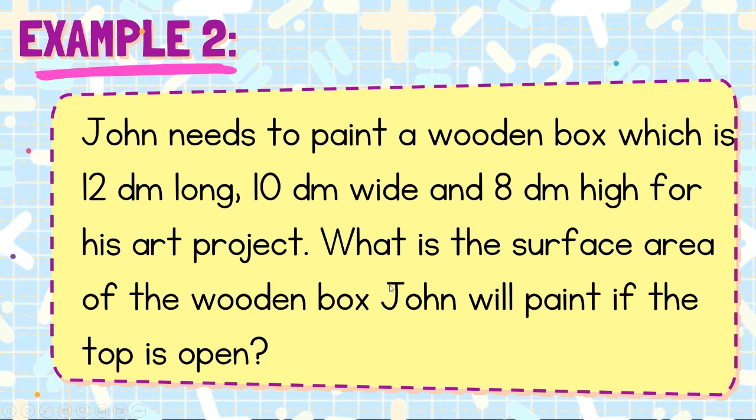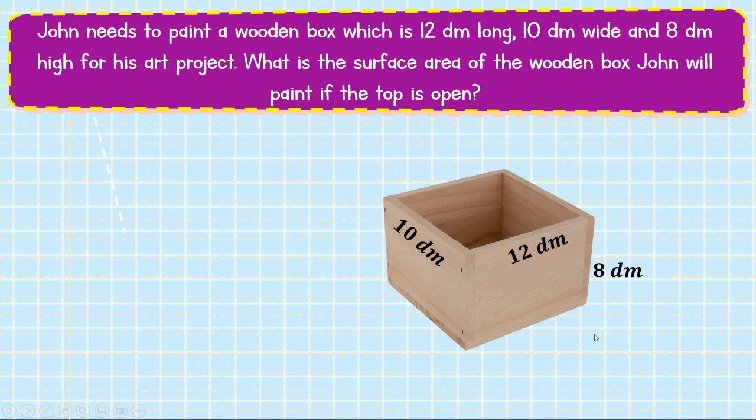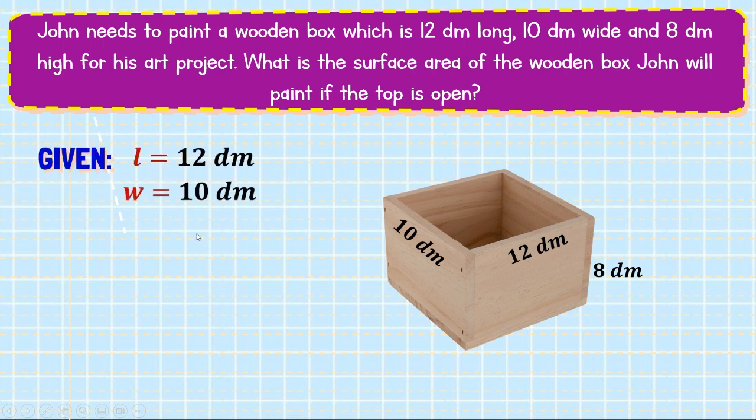John needs to paint a wooden box which is 12 decimeters long, 10 decimeters wide, and 8 decimeters high for his art project. What is the surface area of the wooden box John will paint if the top is open? So let's illustrate. This would be the box. We have 12 decimeters long, 10 decimeters wide, and 8 decimeters high. Then the top is open. Now let's see. The given length is 12, width is 10, and height is equal to 8 decimeters.